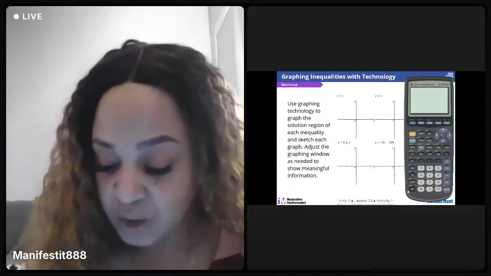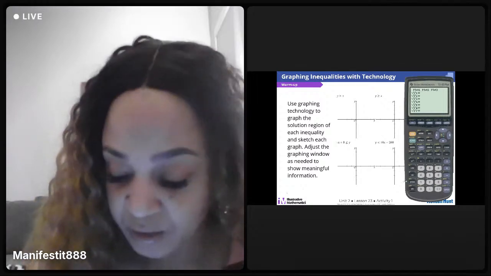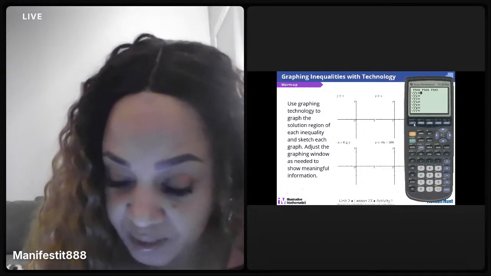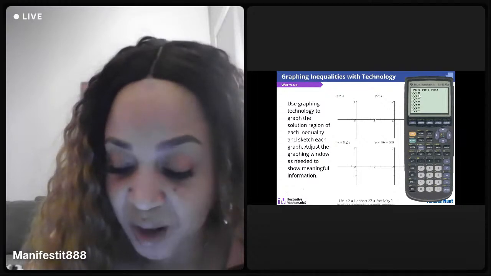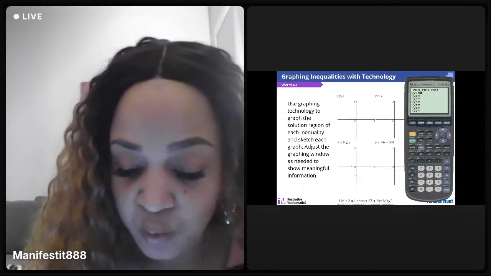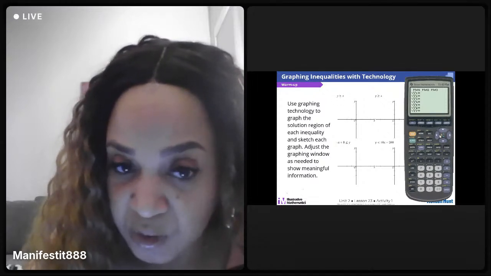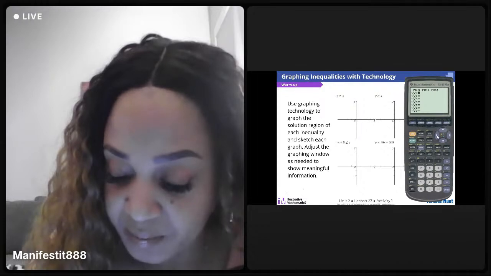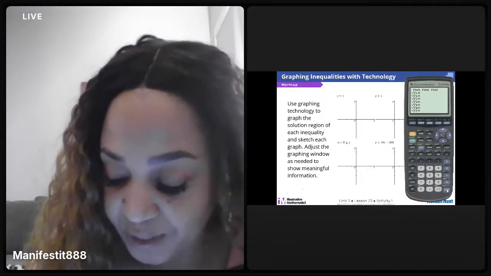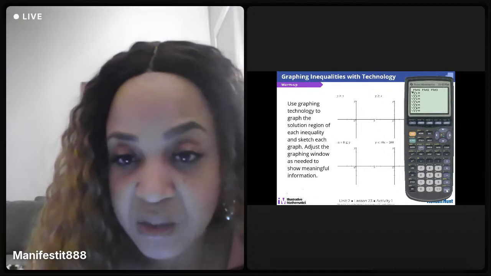To change the equation to an inequality, you're going to first press the y equals button right here. You'll see this screen pop up. We need to change this line to the greater than symbol. So we go over using the directional pad right here, and we press enter until we see the greater than. Greater than means to shade above. This is the one that we need.